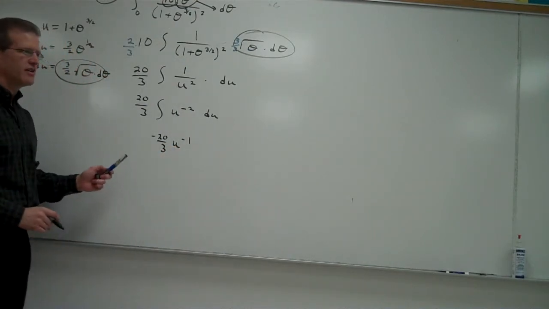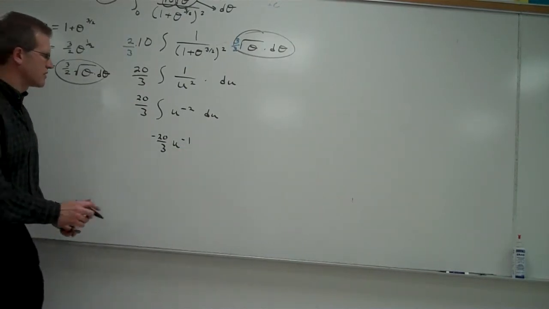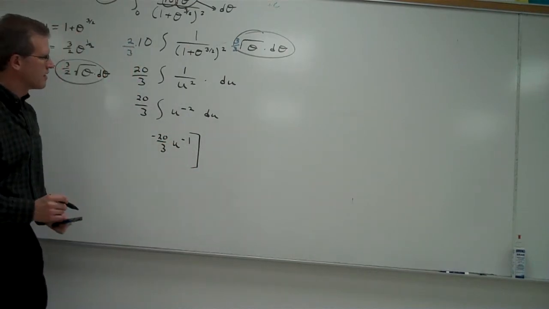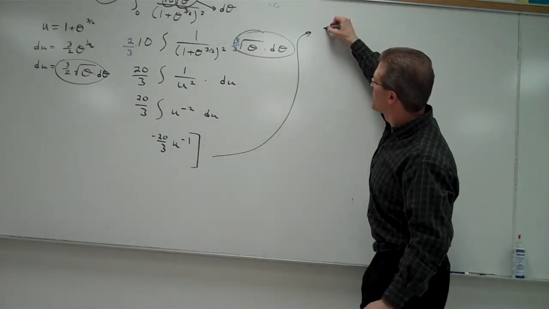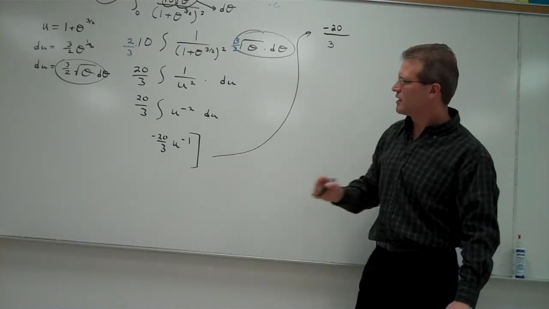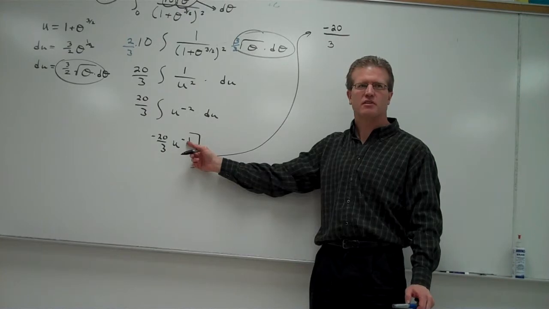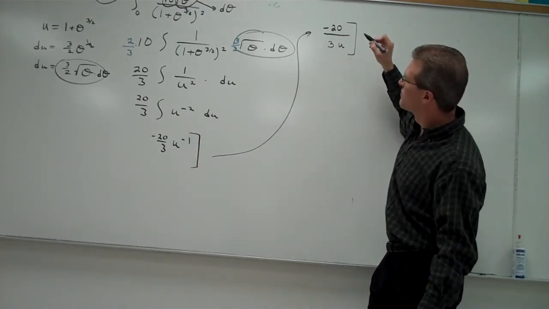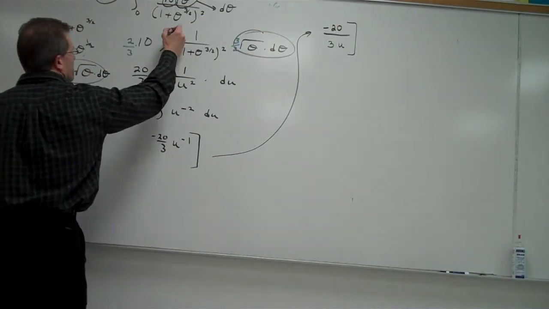Now, if this was an indefinite integral, if there were no bounds on it, I'd put a plus c on it. But since it's a definite integral, we're going to put a square bracket here. And let me bring this up where we can see it better up here. Let's rewrite that as negative 20/3. And where would I want to put that u if I want it to not have a negative exponent on it? On the bottom. So let's put it down here. And our boundaries were 0 and 1.